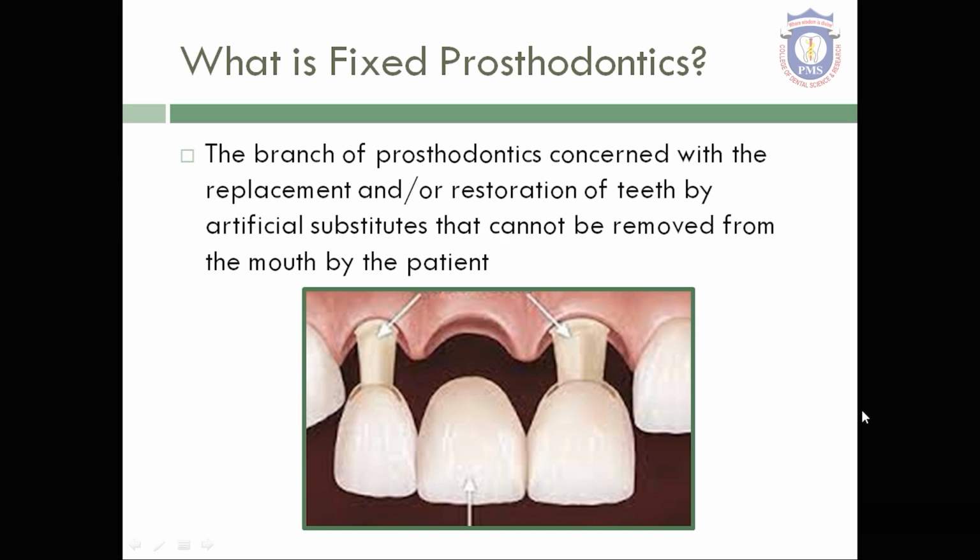So what is the branch of fixed dental prosthesis? How can you describe it? It is the branch of prosthodontics that is concerned with the replacement or restoration of teeth by artificial substitutes that cannot be removed from the mouth by the patient.